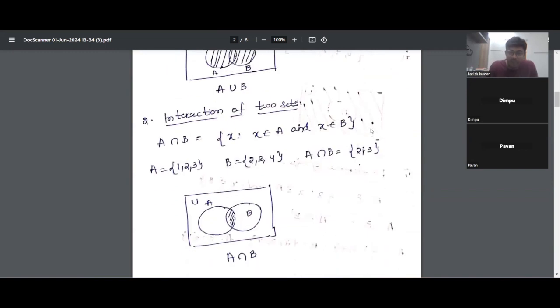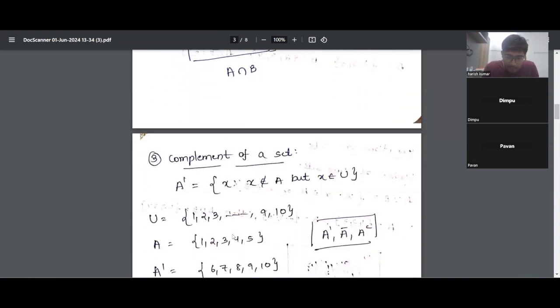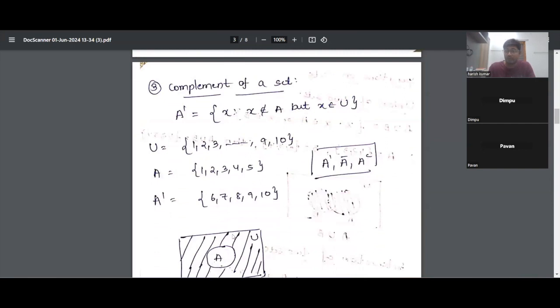Now, what is the next operation? The intersection operation. What do we do? We take only the common part present in both A and B. It has to be present in A as well as in B, then only we will take it. So in sets A and B, the only common part is 2, 3, and that is what we are taking. In the Venn diagram, whatever the common part between A and B is will be my A intersection B. Understood? Yes, sir.